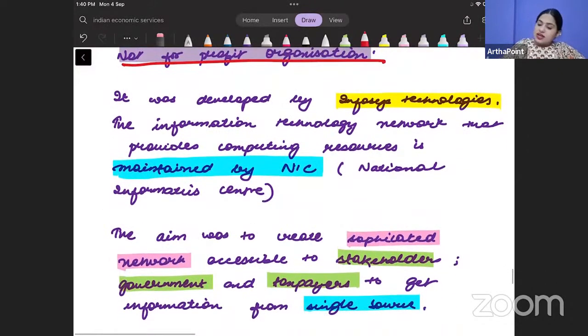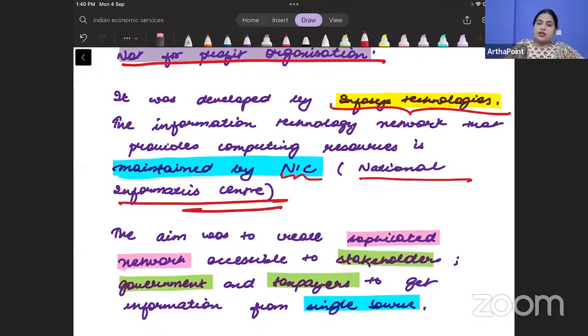This network was developed by Infosys Technologies, and after development, it was managed and maintained by NIC, National Informatics Center. So who built it? Infosys Technologies. And who maintains it? NIC. These two are important things.